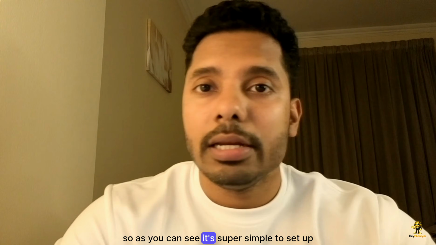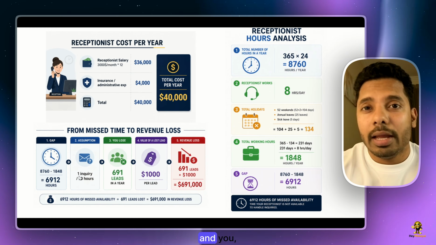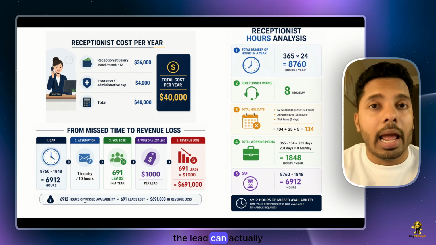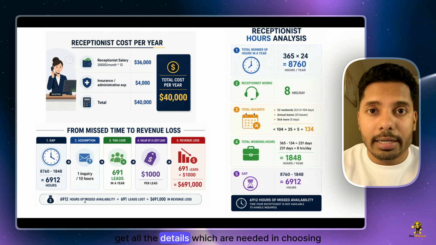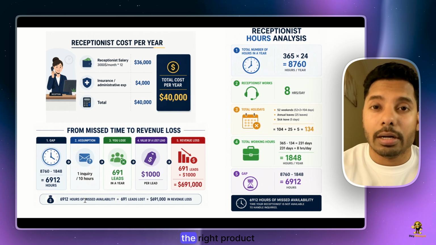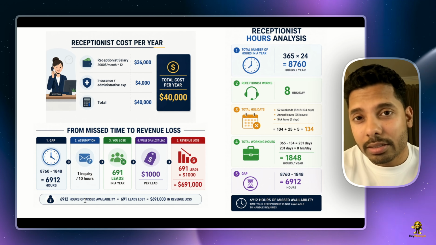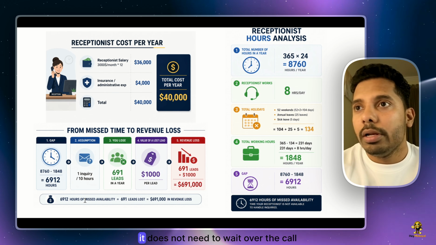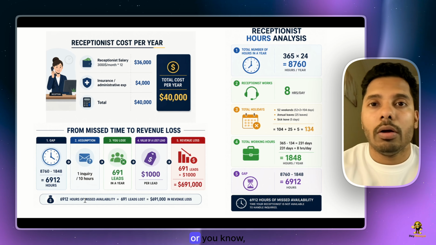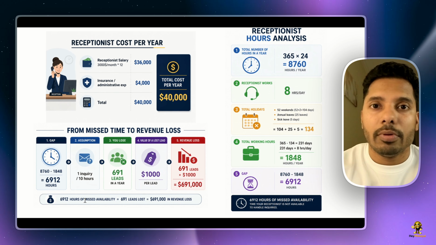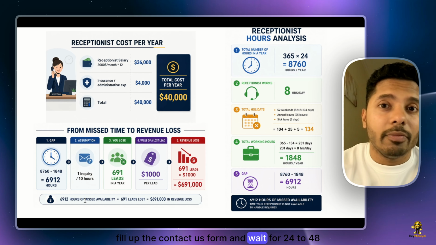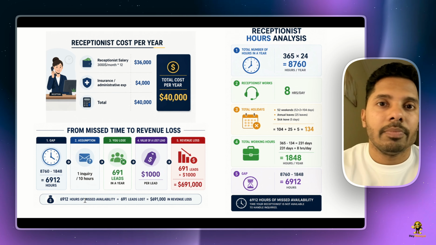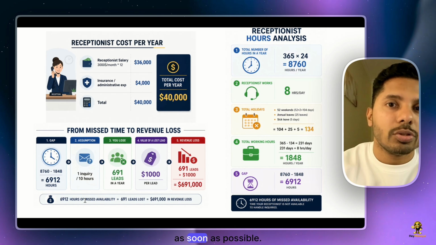As you can see, it's super simple to set up. And if you notice, the lead can get all the details needed in choosing the right product within minutes. The lead does not need to browse through the entire website, or wait over the call, or fill up the contact us form and wait for 24 to 48 hours. So the lead gets the information immediately, and the next steps can be taken as soon as possible.